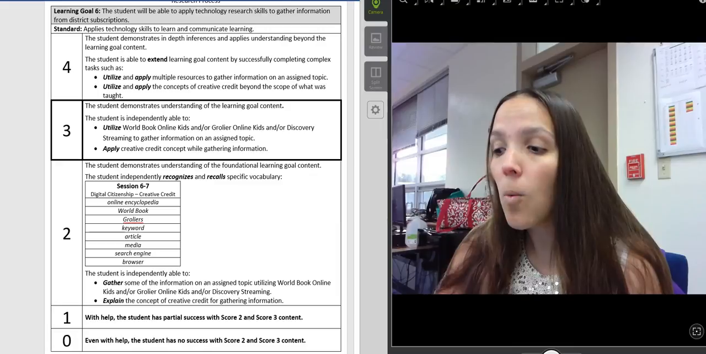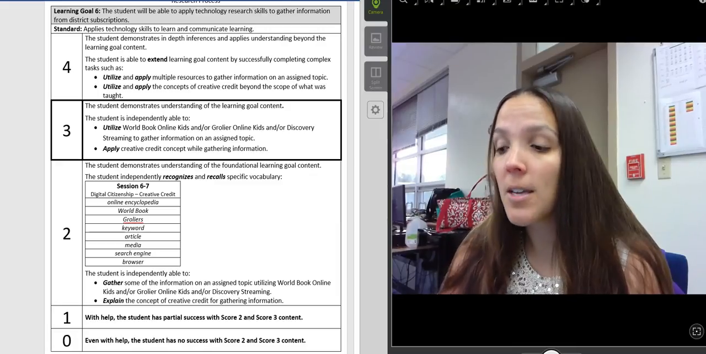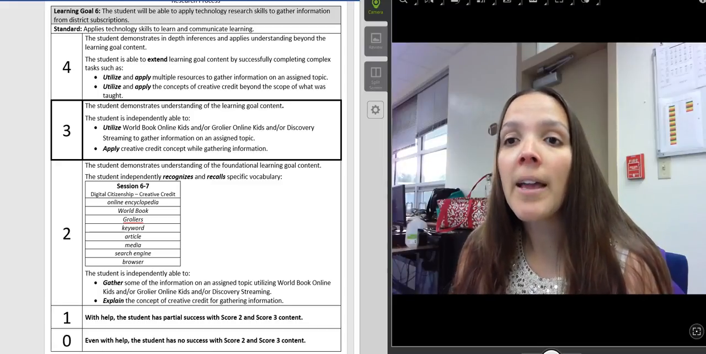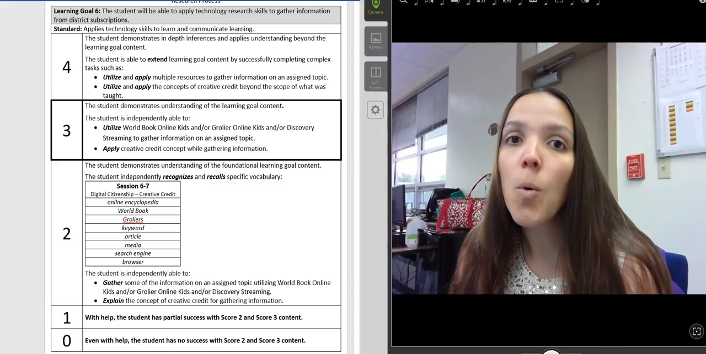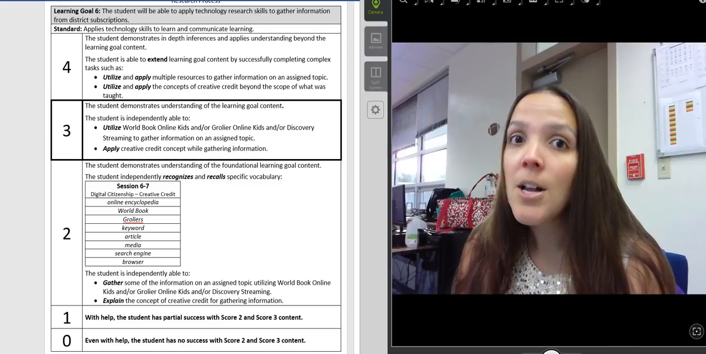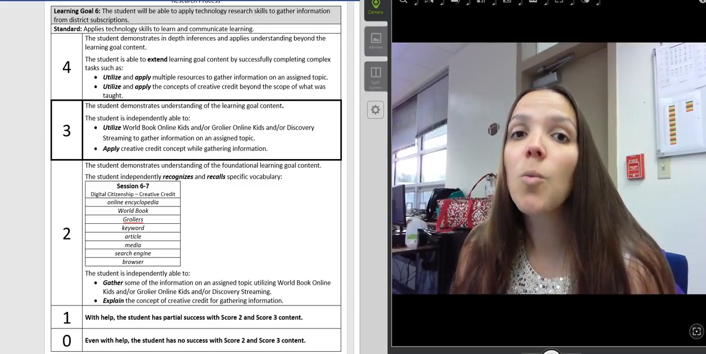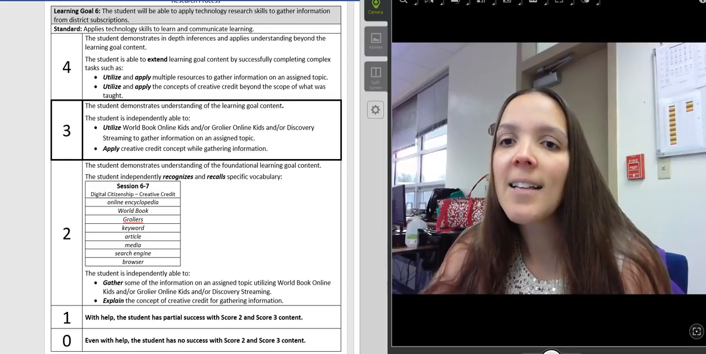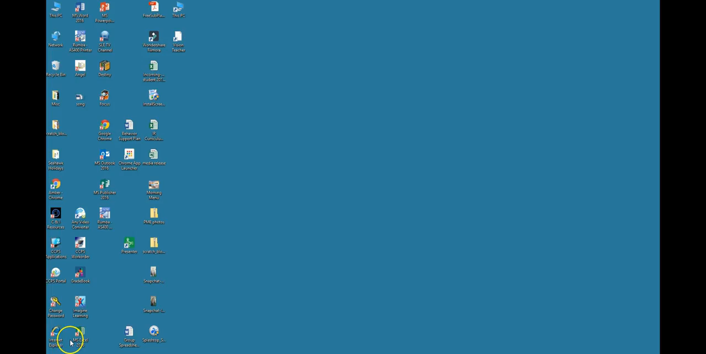So when you're on a website and you're gathering something, you need to be able to cite the resource. If you're borrowing an image or a map or a graphic organizer, you need to be able to cite where you're borrowing it from. Okay, so that's what we're going to work on today. Let's see how we're going to do that.